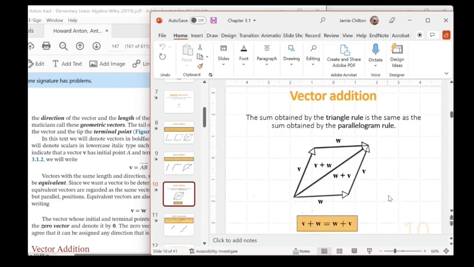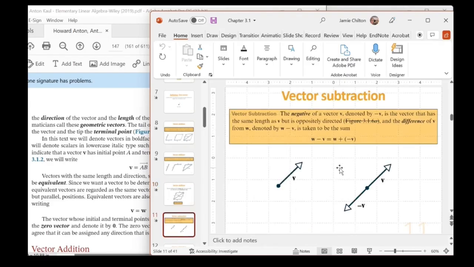Or you could decide to go the other order. You could go W, then put the initial point of V on the terminal end of W, and then once again take your sum by going from the initial point of W all the way up to the terminal point of V. Either way you go, you're going to end up with the same result.